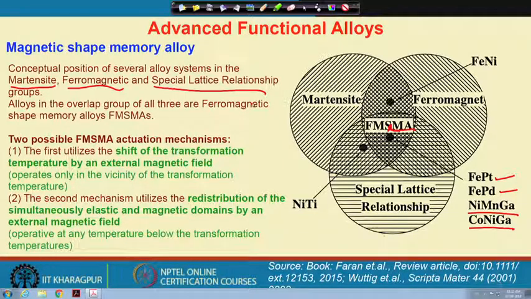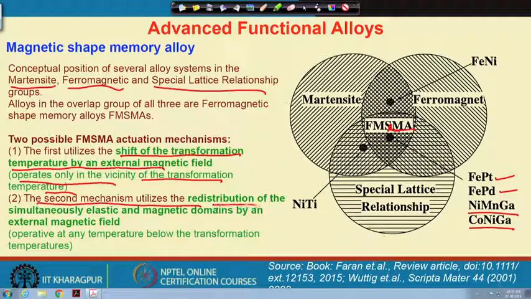The first one is to utilize the shift of the transformation temperature by an external magnetic field, which operates only in the vicinity of the transformation temperature. Here transformation temperature means we are talking about, let us say, a martensite austenite type of transformation, and if we apply a magnetic field very close to it, then we can shift this transformation temperature, we can stabilize one of the phases, whereas the second mechanism utilizes the redistribution of the simultaneously elastic and magnetic domains by an external field, which is called MIR.